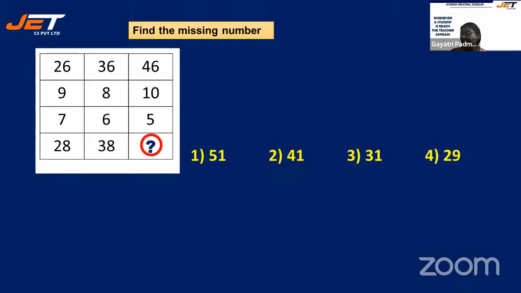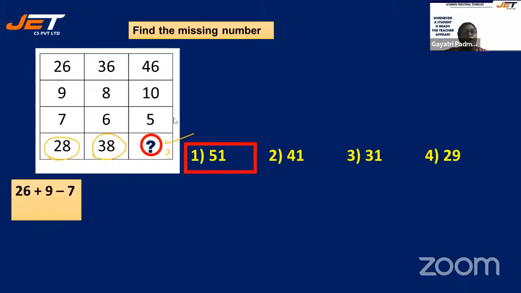26, 36, 46. 9, 8, 10. 7, 6, 5. 28, 38, dash. Now, how do you find out? See, the first thing you should understand in mental ability is that this row is the missing figure. So then you should find out how you are getting 28, how you are getting 38. Similarly, you should also get this. That's all. Now, let's see the key.